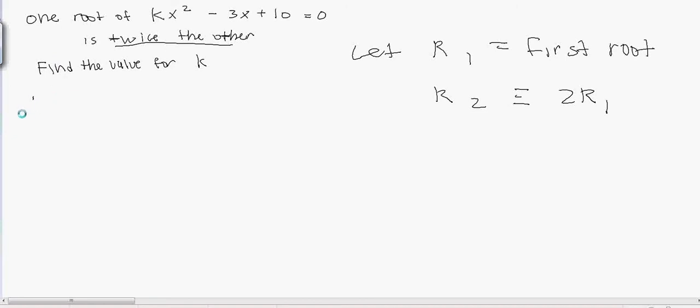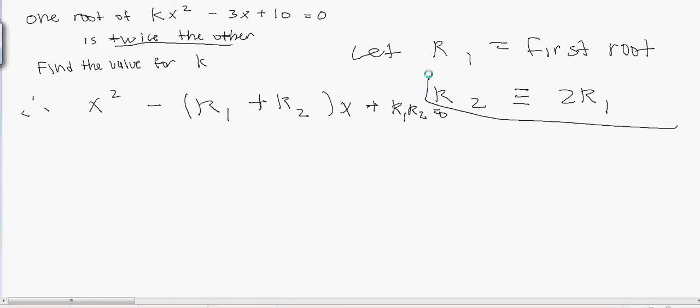By the way, the three dots means therefore. So therefore, x squared minus (r1 plus r2) x plus r1 r2 equals 0. Just sort of separate this. Now, this theorem is key. Essentially, without this theorem, you can't solve this problem.